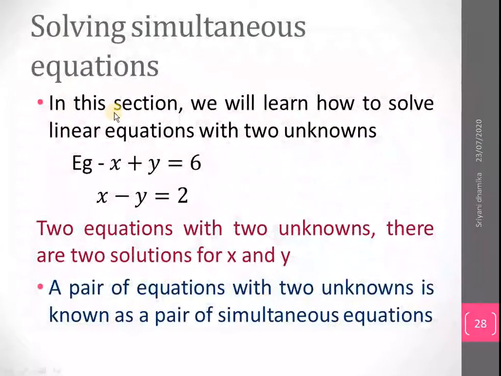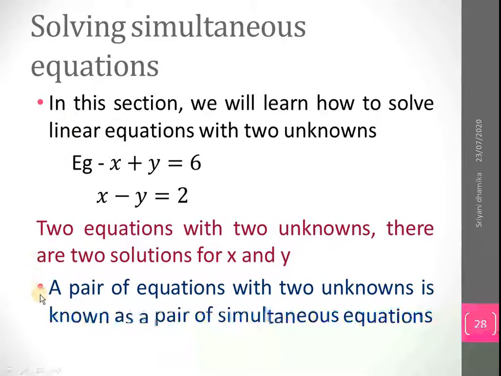Now the next part of the lesson is solving simultaneous equations. In this section we will learn how to solve linear equations with 2 unknowns. Now an example: there are 2 equations, x plus y equals 6 and x minus y equals 2. Here you can see there are 2 unknowns and therefore there are 2 solutions for x and y.